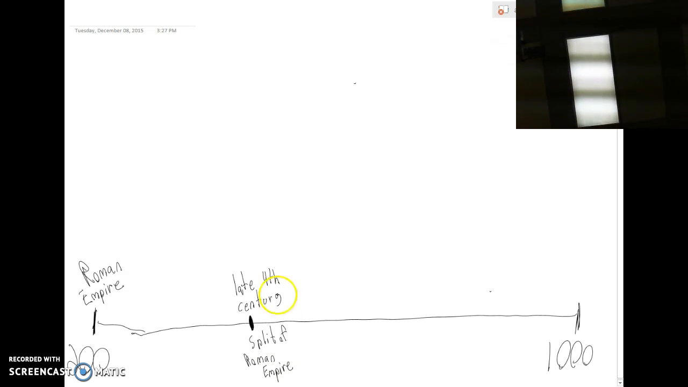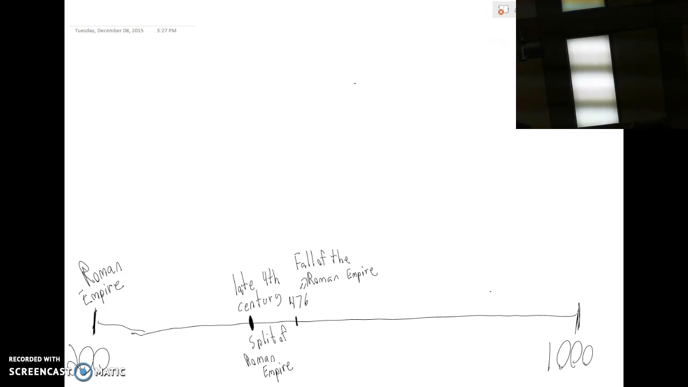And then, not too long after that, the date we usually see in history textbooks is 476. So with 476, we have the fall of the Roman Empire. So when we're talking about the fall of the Roman Empire, we want to be mindful that we're only talking about the Western Roman Empire centered in Rome. So the Eastern Roman Empire, which would later be the Byzantine Empire, continued for many hundreds of years after that.